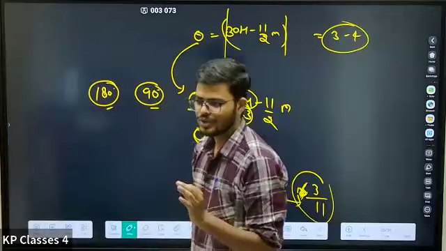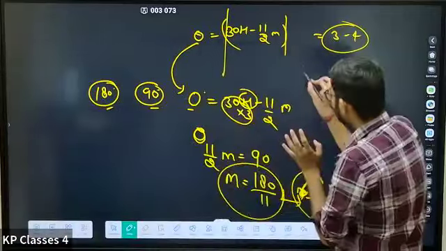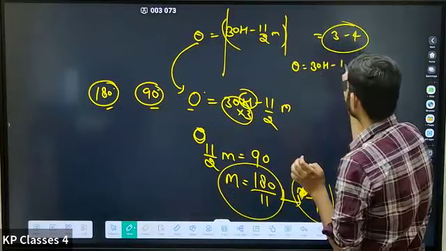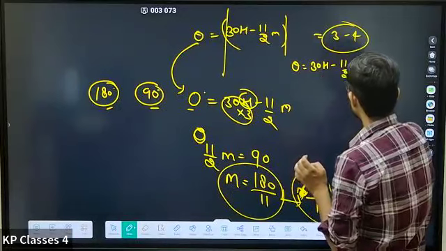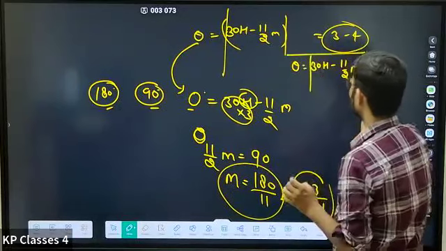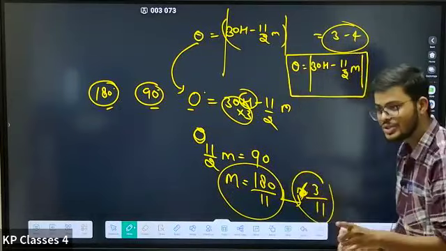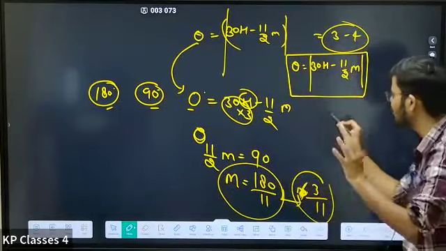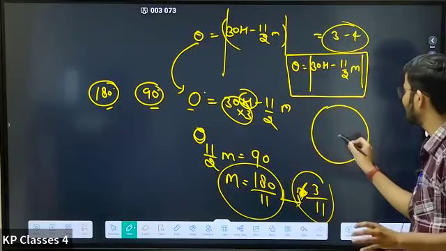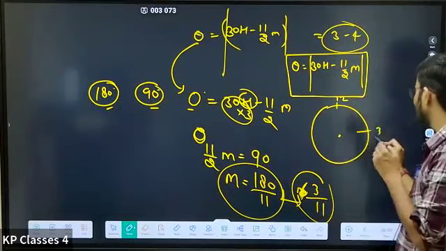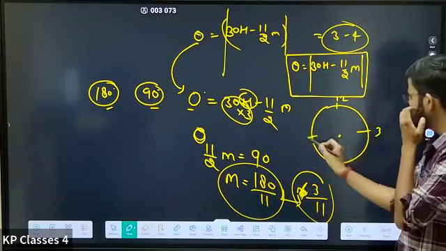Just one thing I want to tell you: theta is equal to 30h minus 11 upon 2 m. In all these kinds of cases, you will be getting the correct answer, but you need to cross-check, and you can draw a figure. Now, for an example, if I say 11:15, you can draw a dummy figure like this. This is 12, this is 3, this is 6, this is 9.